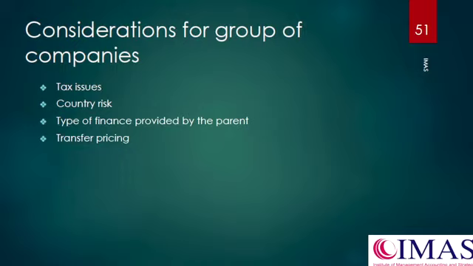Number 3 is the type of finance provided by the parent. The parent can provide finance to a subsidiary in the form of share equity finance or debt finance. It doesn't have any difference on the cash consideration of the subsidiary.